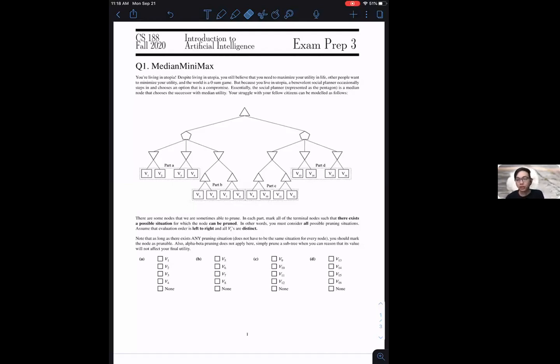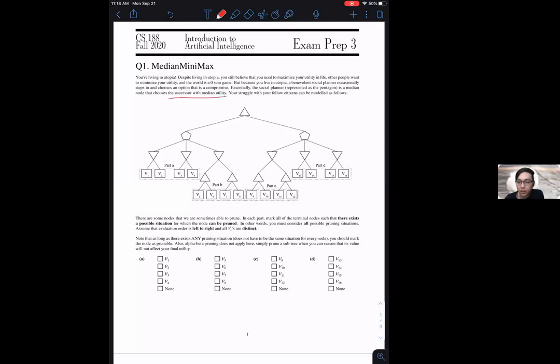Today's topic is game trees and I'm just going to dive right into the worksheet. So for starters, this problem considers a game tree, but with a slight modification where we have the addition of certain nodes that give the successor with median utility right here.